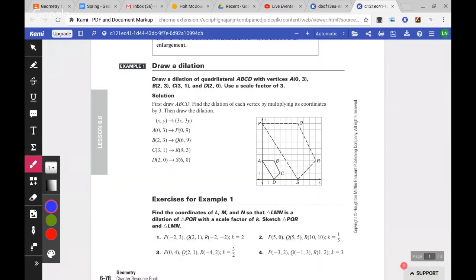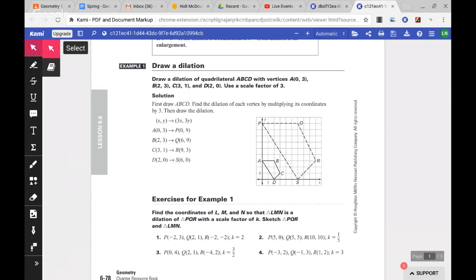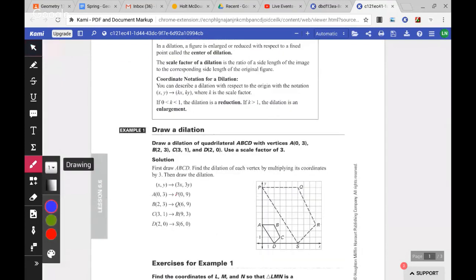All right, 6.6, dilations. This is when you're making shapes larger or smaller. Quick little vocab review up here. Coordinate notation is with your X's and Y's and the little arrow about changing. The K in these stands for the scale factor. So what did you multiply your x and your y by in order to change them?